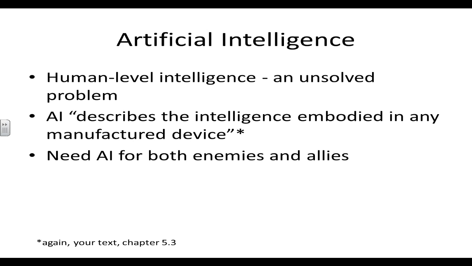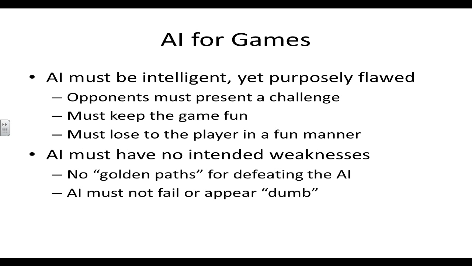So AI describes the intelligence embodied in any manufactured device. That's, again, straight from chapter 5.3 that everybody read before they came to class. We need AI both for enemies and for allies. So we need to structure these things in intelligent ways and to try to approximate intelligence in the game. Now, what does that really mean? There's a couple of implications. It has to be intelligent but purposely flawed. Why?